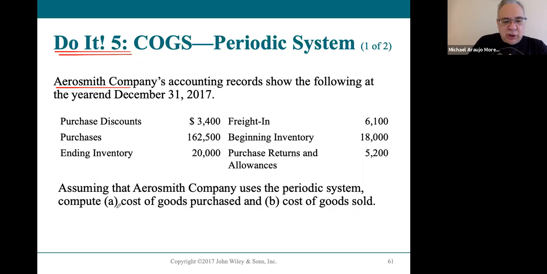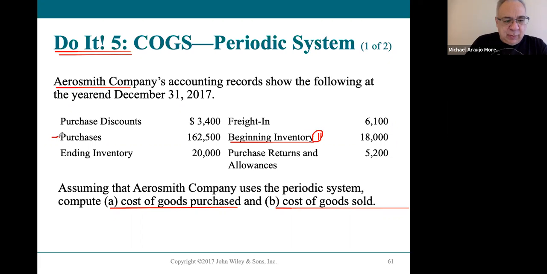And they want to know first the cost of goods purchased, and secondly, the cost of goods sold. Okay, so everything starts with beginning inventory, right? That's the first thing that's going to be listed as your beginning inventory. The second thing you're going to add is the cost of all your purchases. Well, it looks like you have a little bit of math to do.